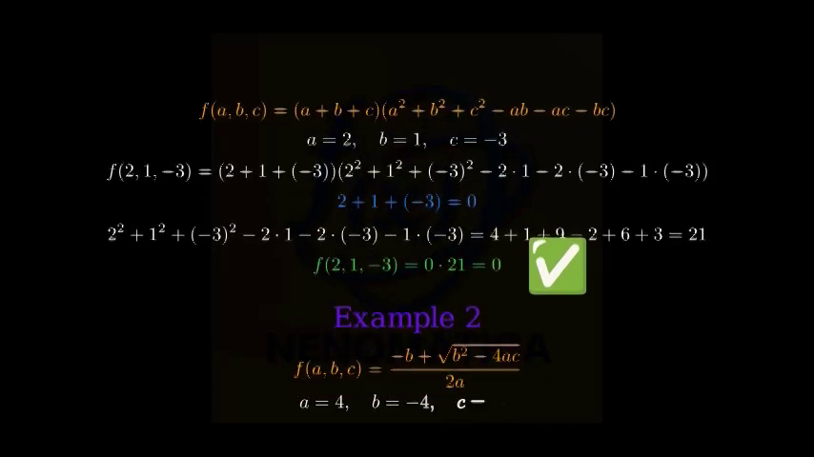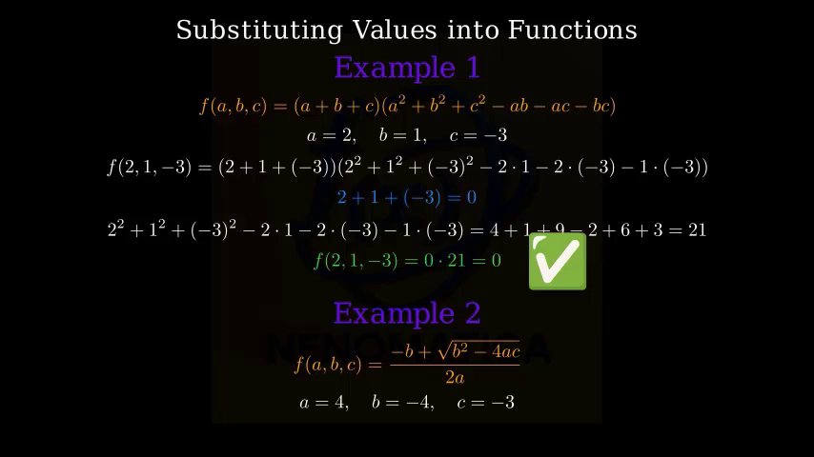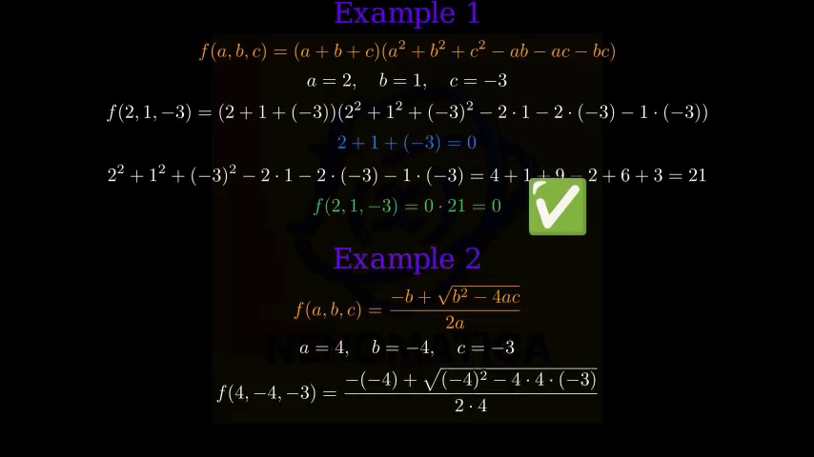Here we have another function with three variables, but this is the quadratic formula, which gives the solutions to a quadratic equation. We need to evaluate this function when a equals 4, b equals -4, and c equals -3. Let's substitute these values into our formula. First, we replace a with 4, b with -4, and c with -3 in the formula.